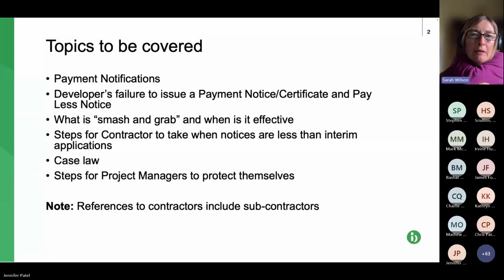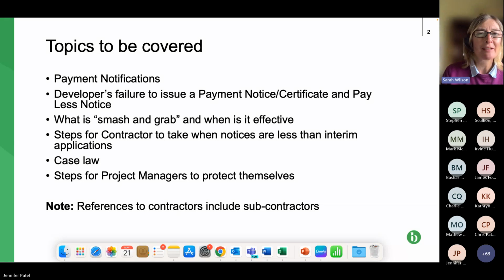So today we are looking at smash and grab adjudication, and it doesn't get much more exciting than that title when you do construction law. So what are we going to be looking at? We're going to look at payment notifications. That includes interim payment applications, which are applications that the party doing the work will submit, payment notices or payment certificates, and pay less notices. And we're going to look at the implication of these being issued and not being issued, which is effectively a smash and grab situation.